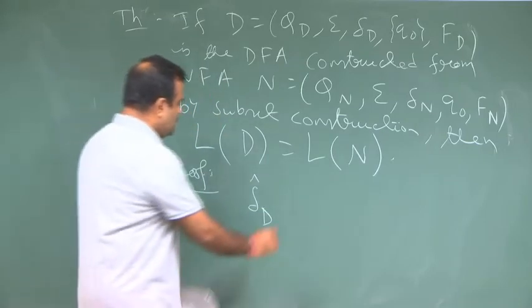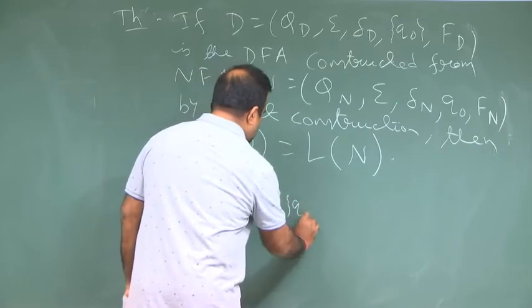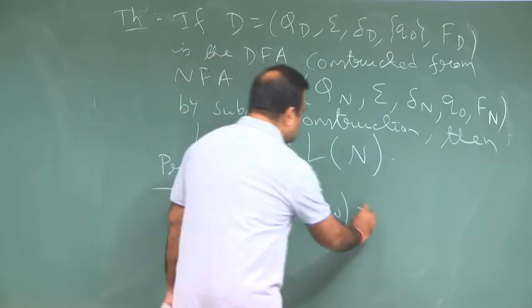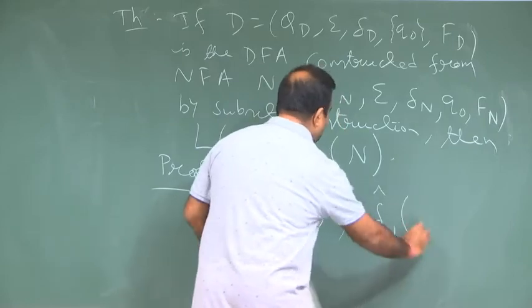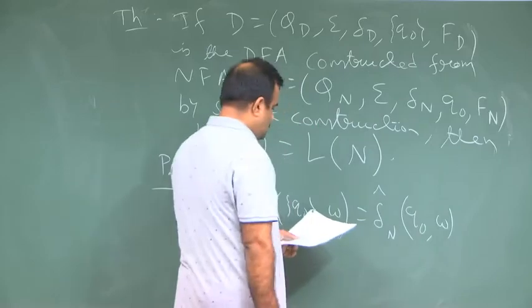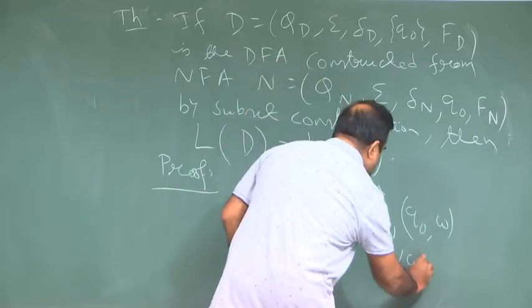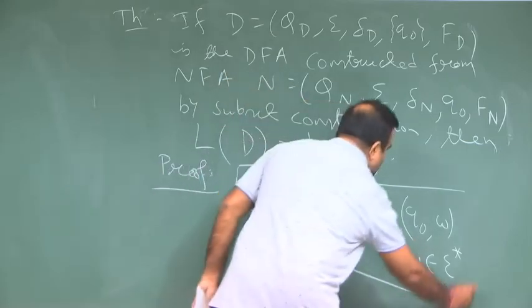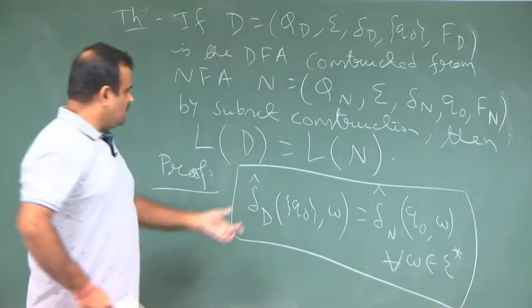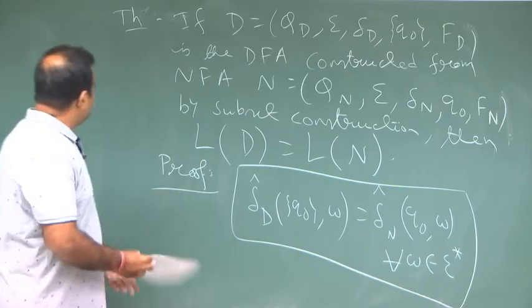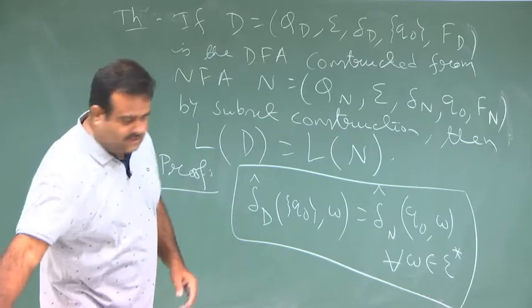To prove that, we have to use a result on the extended transition rules: delta D hat of q0, w is the same as delta N hat of q0, w for all w. This we can prove by induction. So, what is the meaning of this?